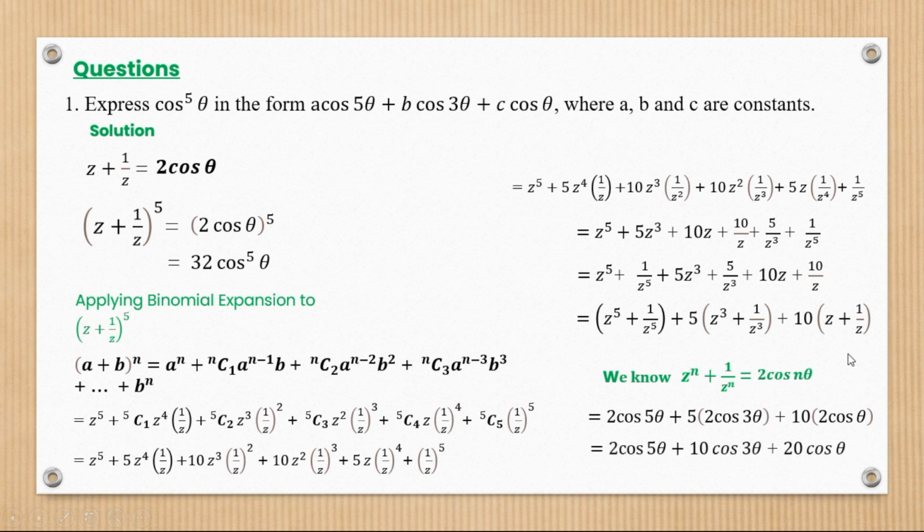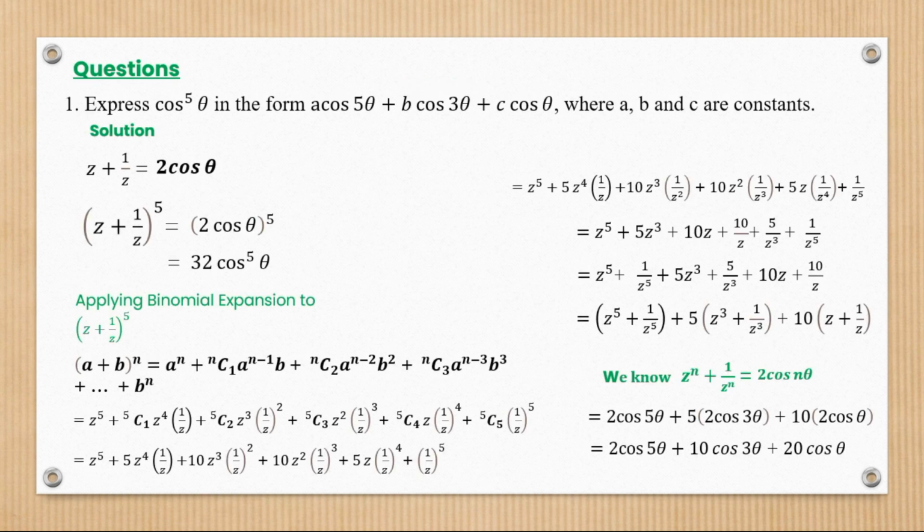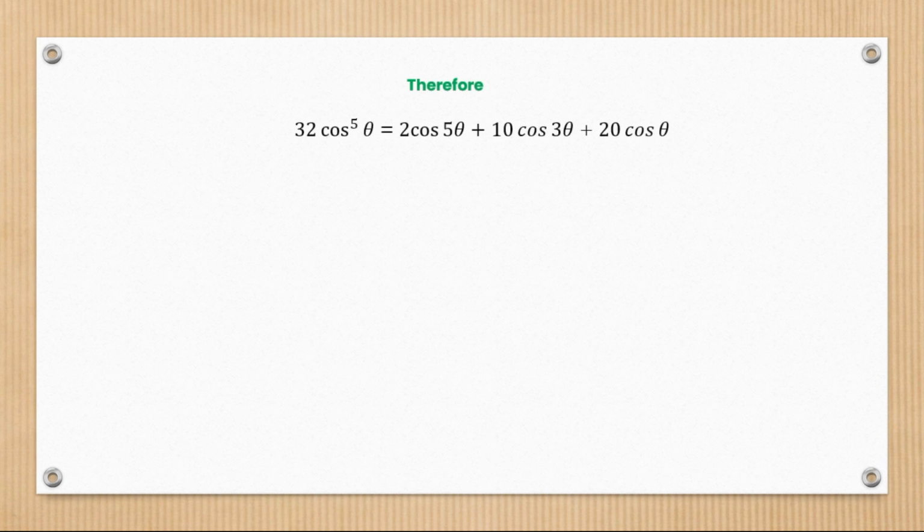When you open those brackets, we have 2 cos 5 theta plus 10 cos 3 theta plus 20 cos theta. Therefore, we can equate what we found here to the value on the right hand side, to continue solving. So 32 cos to the power 5 theta is equal to that. Now I'm going to make cos to the power 5 theta the subject, because it's what we are looking for. And so it will become that.